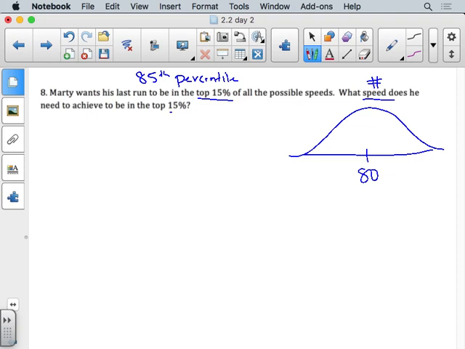So instead of the other ones, where we've been wanting to know what percentage you're in that's greater than or less than, on this one we have the percentage and we want to know the number. There's some sort of top 15% that he's at, and we don't know what number he is. So this is our problem: we have a percentage and we want to know the number.